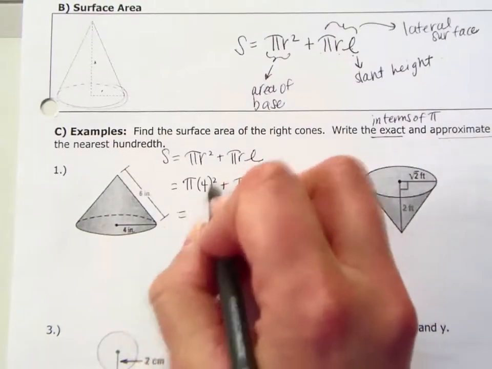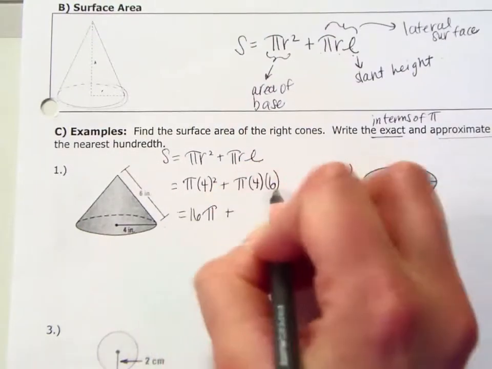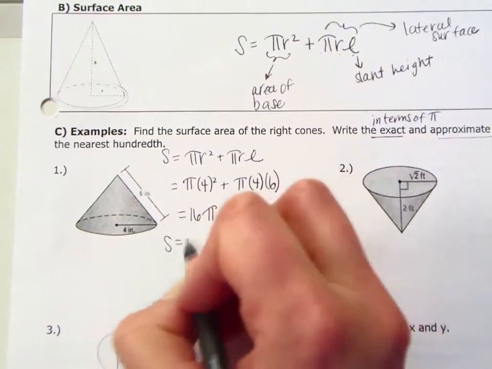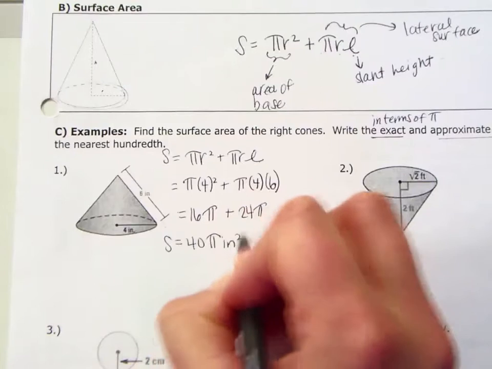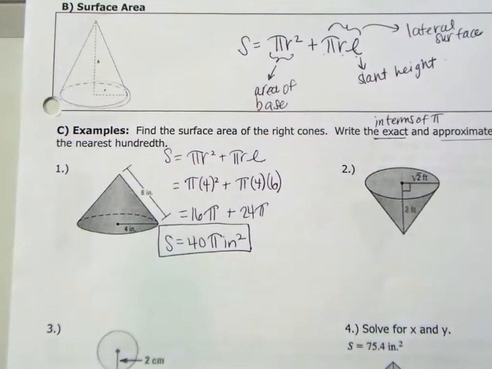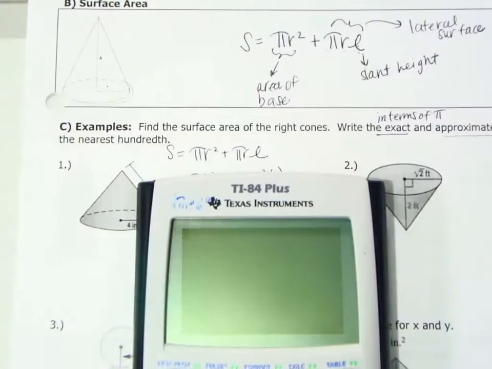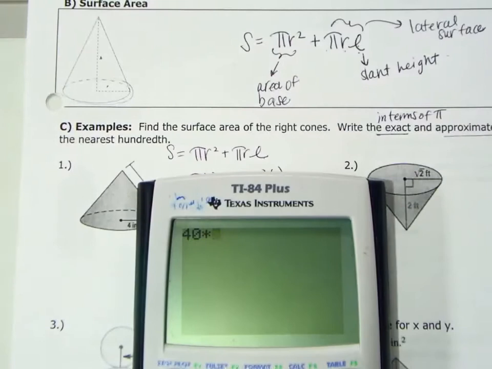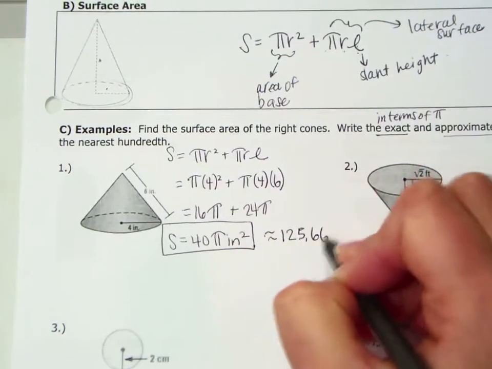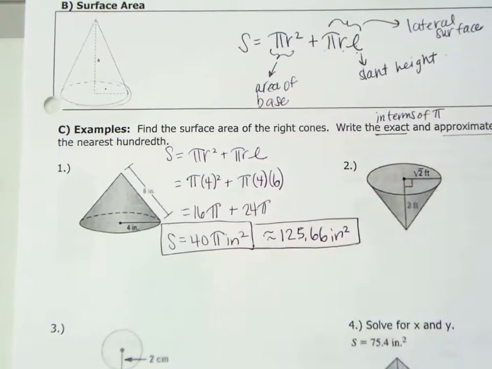So let's simplify this. 4 squared is 16 pi. 4 times 6, that would be 24 pi. The exact answer in terms of pi then would be 40 pi inches squared. To get the approximate answer rounded to the hundredth, we would just take our calculators and do 40 times, and then using your pi button, 125.66 would be the approximated answer to the hundredths, and that's still inches squared.